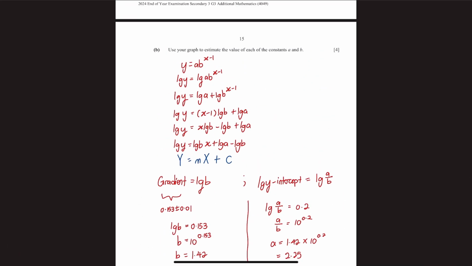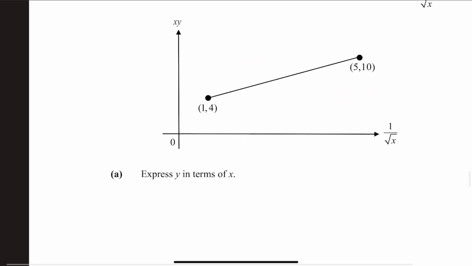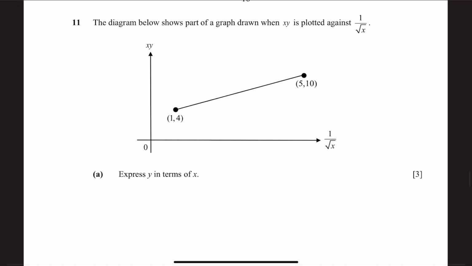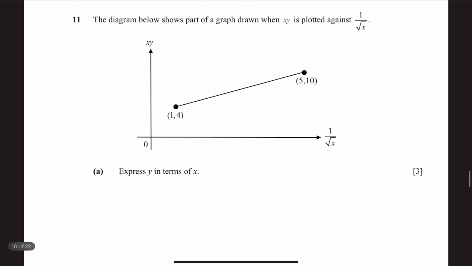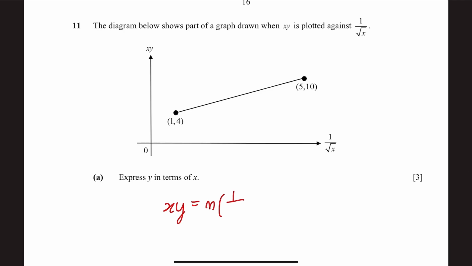Let's now look at question number 11. I'm given another linear law question. I plot xy against 1 over root x. Express y in terms of x. So I know that xy is equal to m times 1 over root x, plus c. This is the straight line graph I'm drawing. This is my y-axis, I don't know the gradient, this is my x-axis, and plus c is the vertical intercept, which is not seen over here.